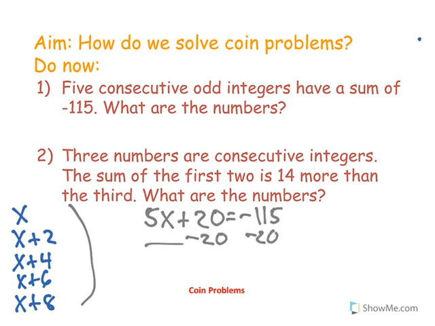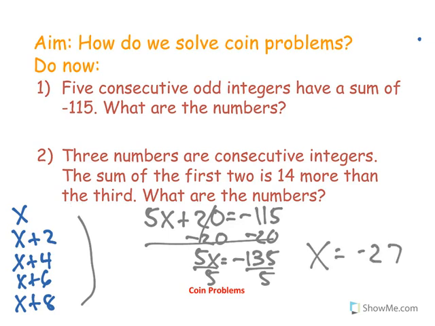So I add negative 20 on both sides. I get 5x equals negative 135. All right, I divide both sides by 5. I get x is negative 27. And of course, we have to go back and substitute so that we can find our 5 values. So if x is negative 27, x plus 2 is negative 25, negative 23, negative 21, and negative 19. And if I add those 5 expressions, it will give me negative 115.